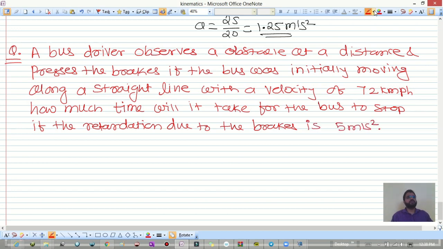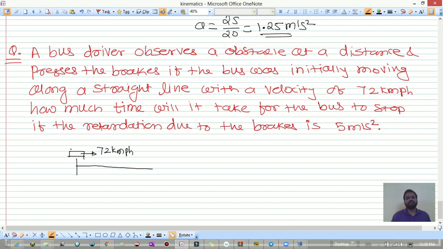Now this is the question given. A bus driver observes an obstacle at a distance and presses the brakes. If the bus was initially moving along a straight line with a velocity given, how much time will it take for the bus to stop if the retardation due to brakes is 5 meter per second squared. So the initial velocity of the bus is given, and that is 72 km per hour. You can convert it into meter per second.